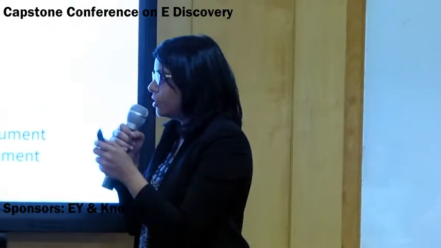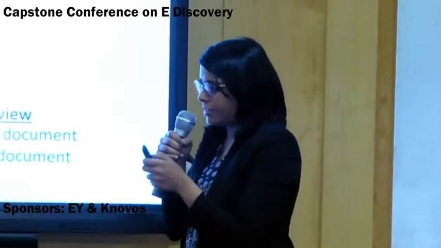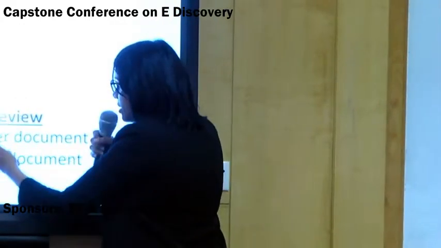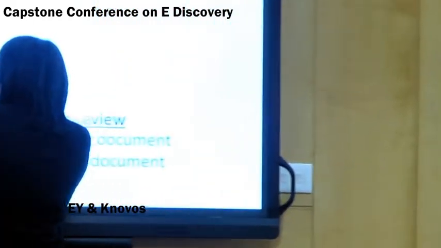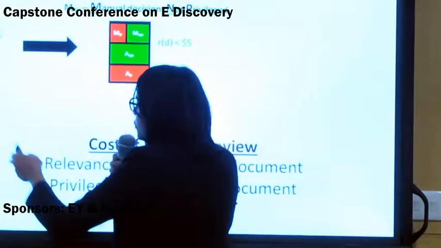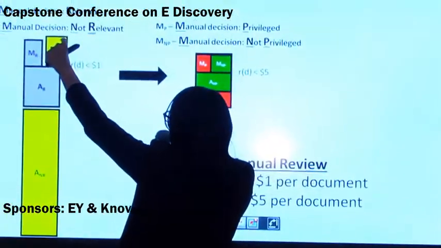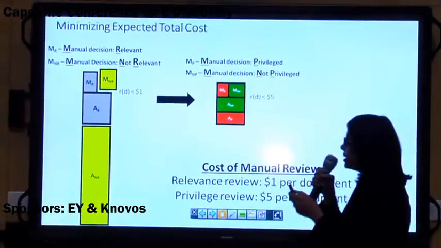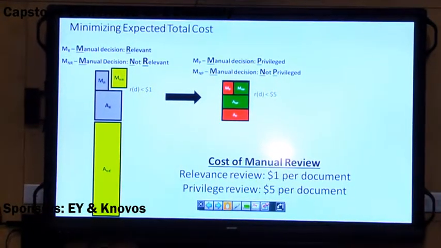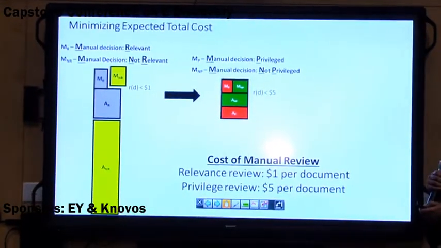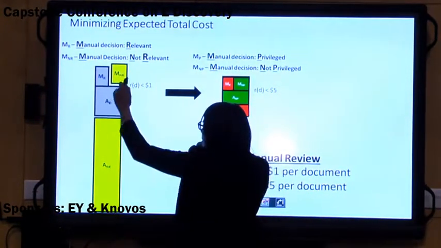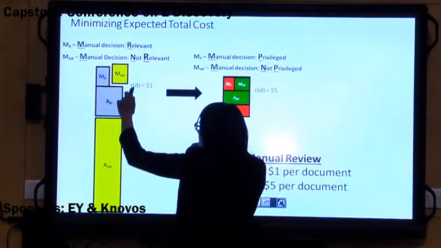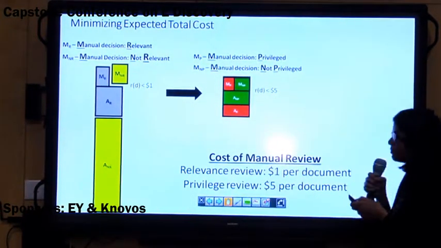If the risk is greater than $1, you actually review the document. And if the risk is lesser than $1 for relevance review, you do not. Once the risk is lesser, you do not review the documents below. You only review the ones in yellow here, that is M of NR, which is a manual decision. You show it to the lawyer, and you save the money by not reviewing these, which are actually relevant. The one in AR, you're saving a lot of money there.